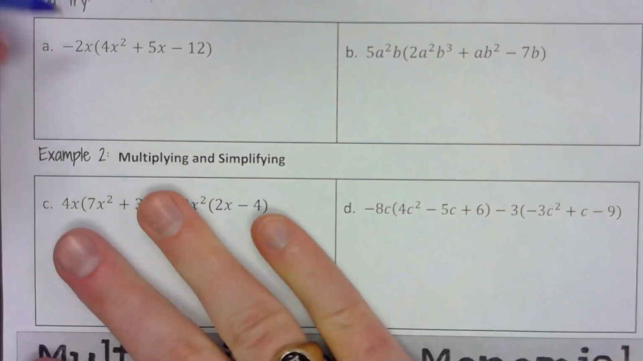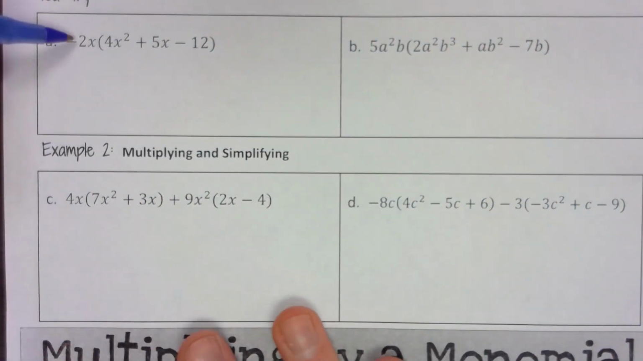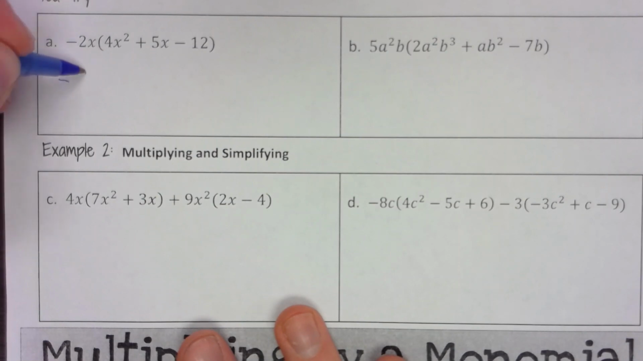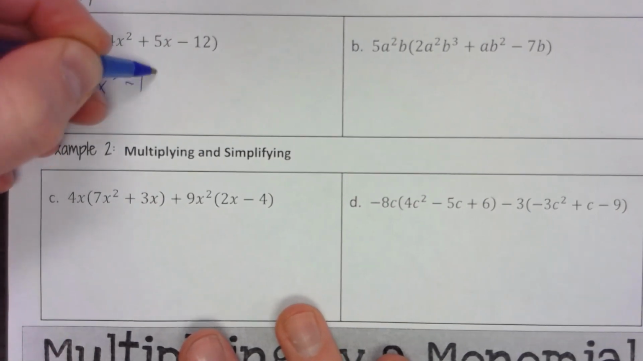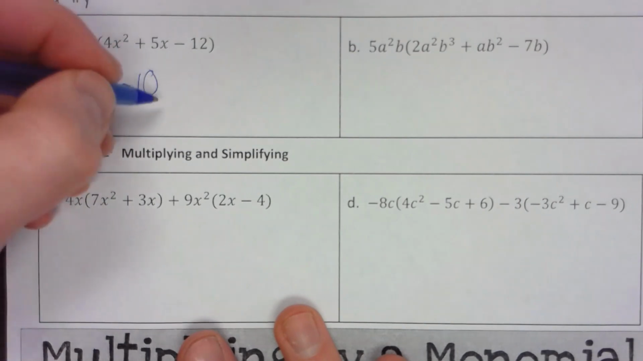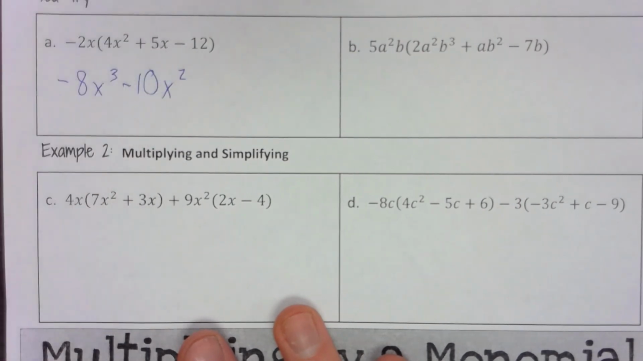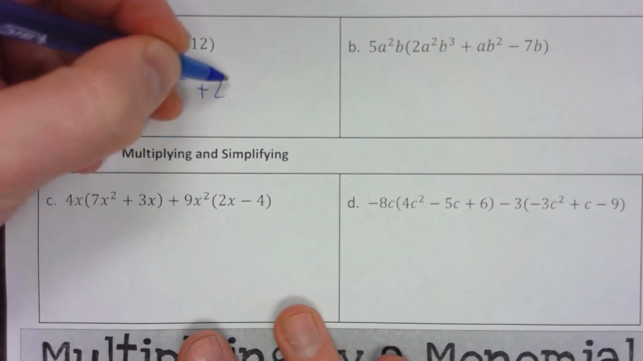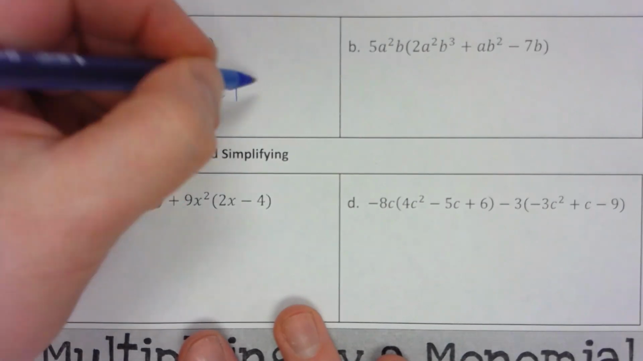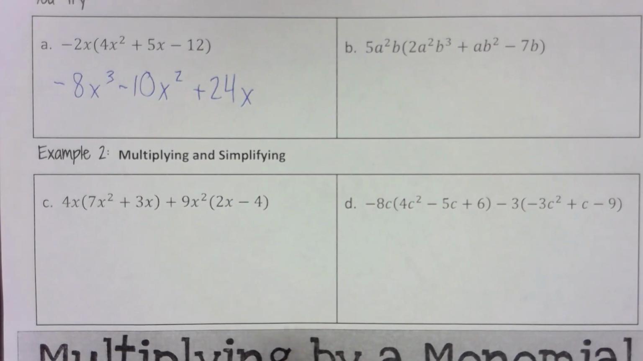Okay, so hopefully you've tried these two. I've got negative 2 times 4 is negative 8. X times x squared is x to the third. Negative 2 times positive 5 is negative 10. X times x is x squared. Finally, negative 2 times negative 12 is positive 24. And we've got an x. And that's it.